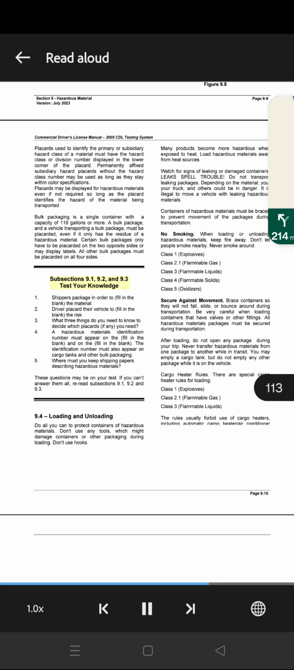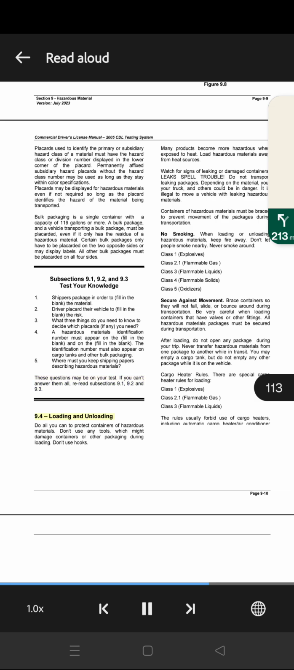Subsections 9.1, 9.2, and 9.3 test your knowledge. 1. Shippers package in order to fill in the blank the material. 2. Drivers placard their vehicle to fill in the blank the risk. 3. What three things do you need to know to decide which placards, if any, you need? 4. A hazardous materials identification number must appear on the fill in the blank and on the fill in the blank. The identification number must also appear on cargo tanks and other bulk packaging. 5. Where must you keep shipping papers describing hazardous materials? These questions may be on your test. If you can't answer them all, reread subsections 9.1, 9.2 and 9.3.